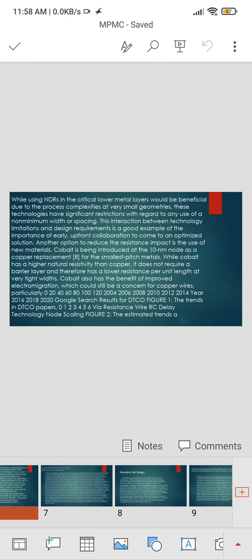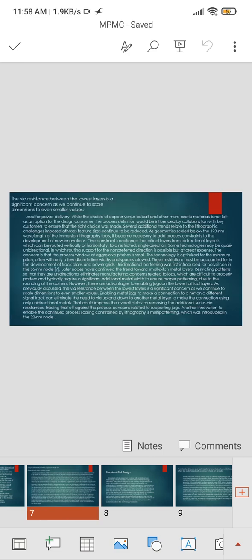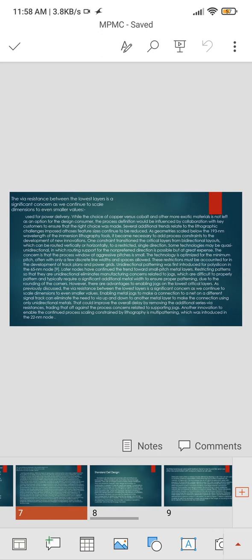Up to 2020, the DTCO figure shows the trends in DTCO papers: wire resistance, wire RC delay, and technology node scaling, the estimated trends. The wire resistance in the lowest layers is a significant concern as we continue to scale dimensions to even smaller values.